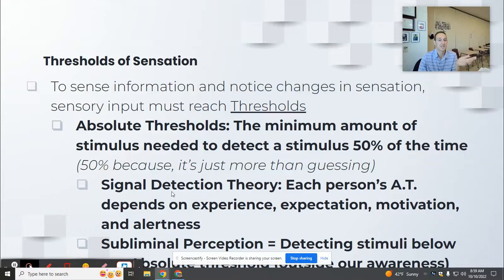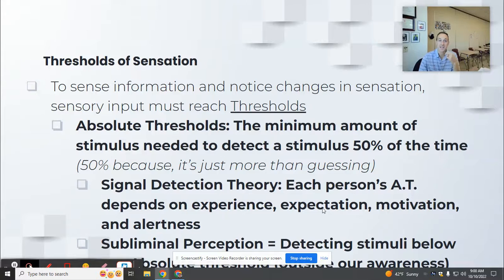So this is what's called signal detection theory. To tell if a signal exists, to detect a stimulus, each person's absolute threshold depends on a number of things. First of all, experience. Have you smelt it before? Have you tasted it before? If you don't know what you're smelling for or tasting for, it can be a little bit more difficult to pick that out.